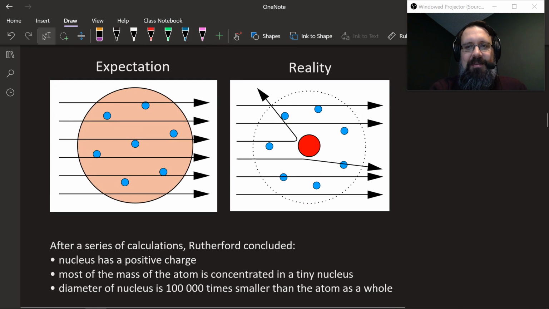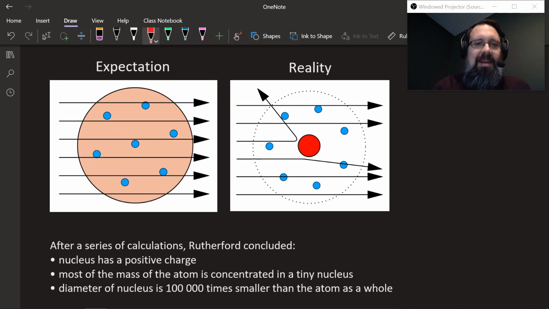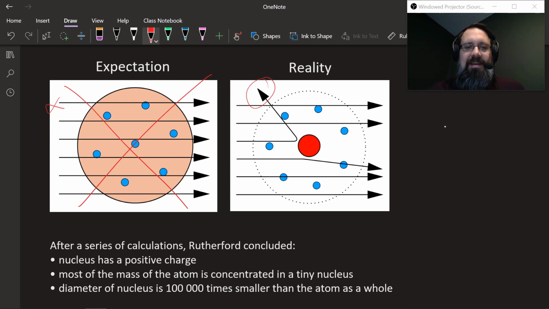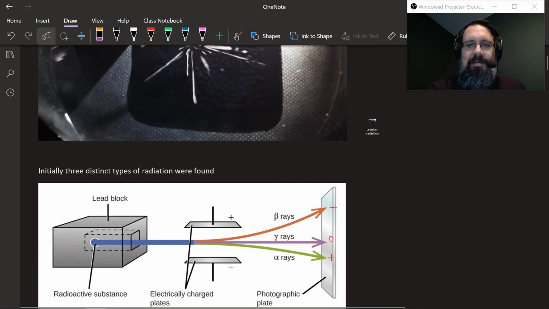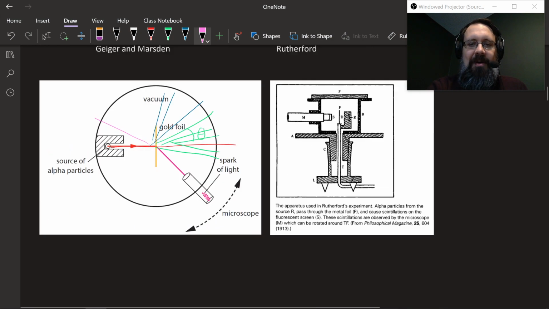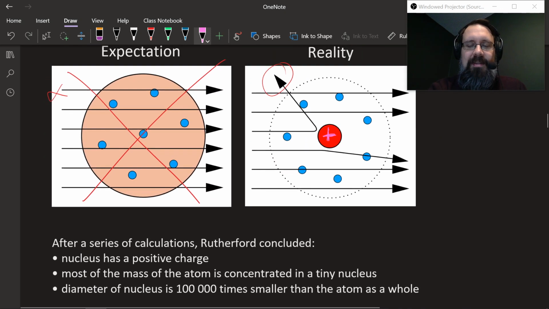So this is sort of the idea. We expected that the alpha particles, these are the alpha particles being shot in here, would just go straight through, but that's not what we saw. We actually ended up seeing some of them get deflected. And so after a series of calculations, Rutherford made the following conclusions. He said, the nucleus has a positive charge because the alpha particle has a positive charge. So we talked about that, I'll show you guys again up here. The alpha particle has a positive charge. We knew that. And so if an alpha particle is bouncing off the nucleus, then the nucleus must have a positive charge because like charges repel.